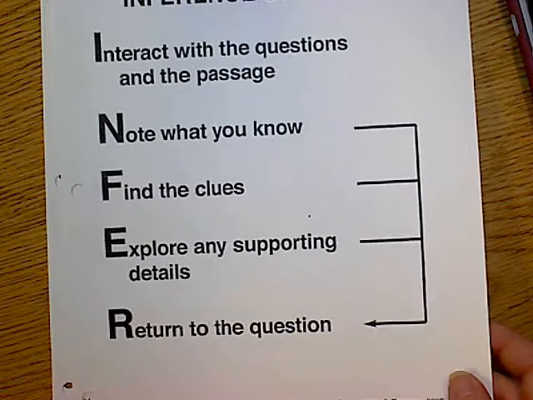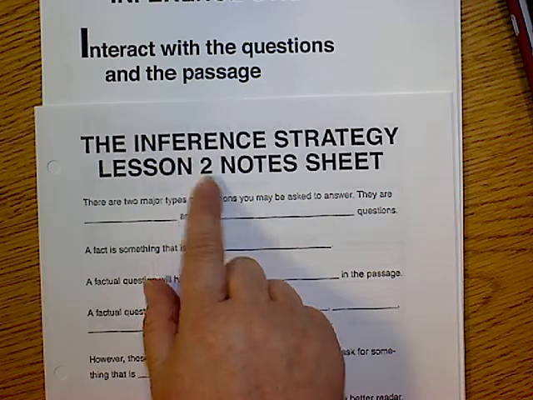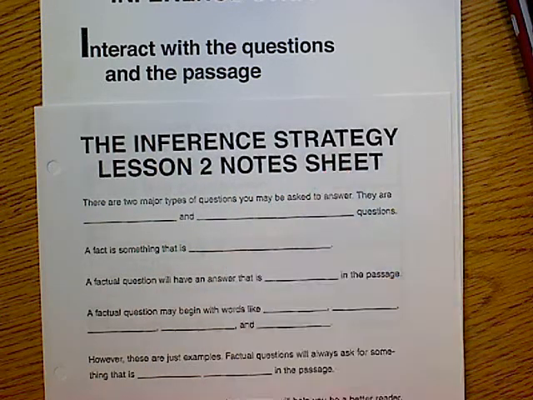Okay. So as we reviewed, there are two major types of questions that you will be asked to answer: factual question and think and seek questions. You have already learned about the steps of the infer strategy. Today you are going to learn how to use the steps to answer factual questions. So your job is to listen carefully. Go ahead and take notes on your inference strategy lesson 2 notes sheet, and participate with the discussion in class, or if you're watching the video, you're going to be participating in your head and interacting with the information.